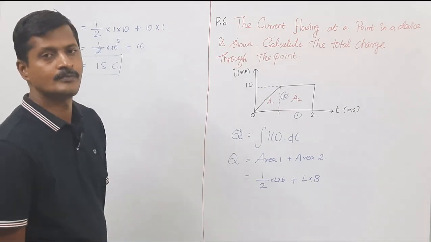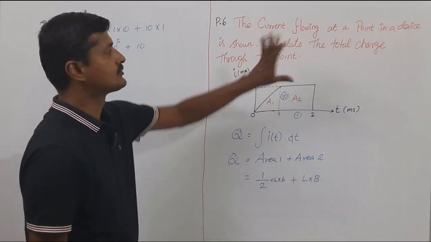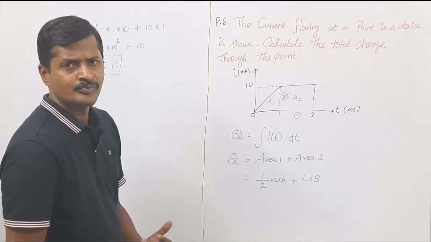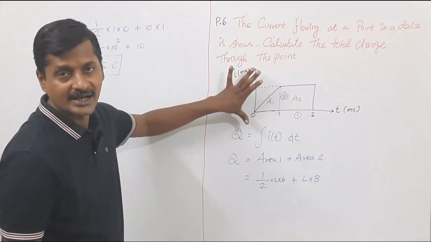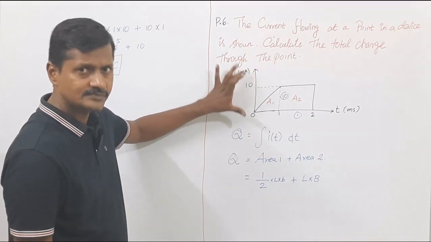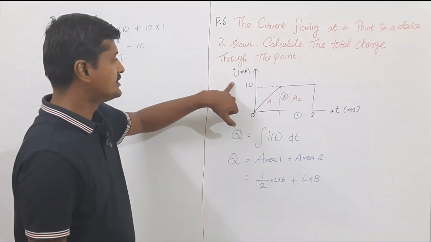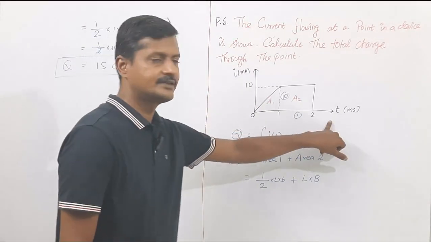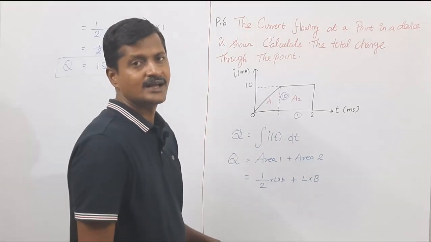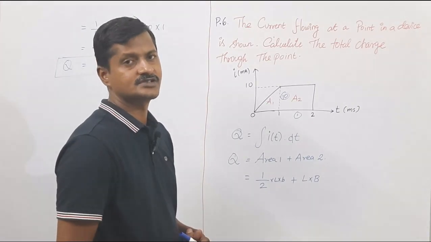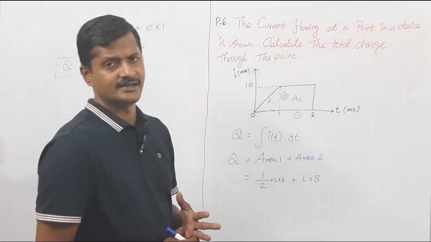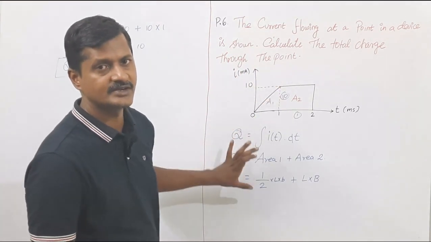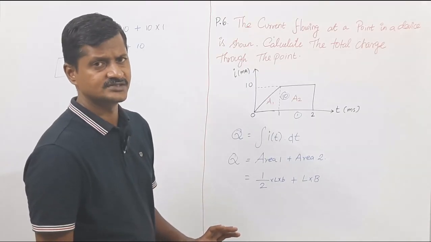15 coulomb. So for the given sum, the current flowing at the point in a device is shown. So calculate the total charge at the point. So what have they given? They have given a current waveform. So if the current waveform is given, we need to find out the charge. So y axis, x axis and y axis, so I and t. So the given waveform is the current waveform. So to find the charge, we need to integrate. So with integration we are finding the area. So if we calculate the area, that is equal to the total charge, right?